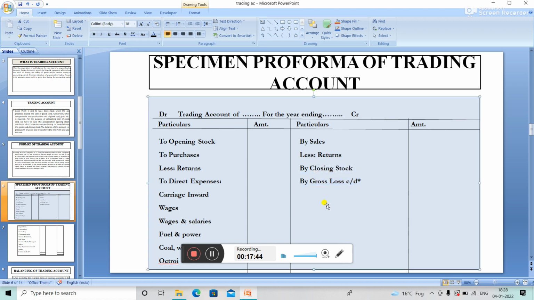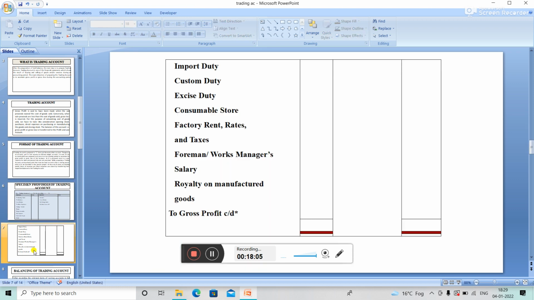Now the opposite situation is when gross profit comes. When the credit side is more, it means your income is more as compared to your expenses, or if the credit side is more than the debit side, in that case we receive the gross profit. And we write down the gross profit as to gross profit carried down. I hope this is clear.